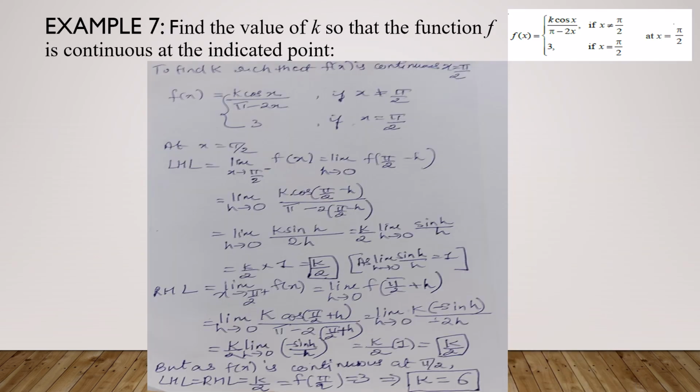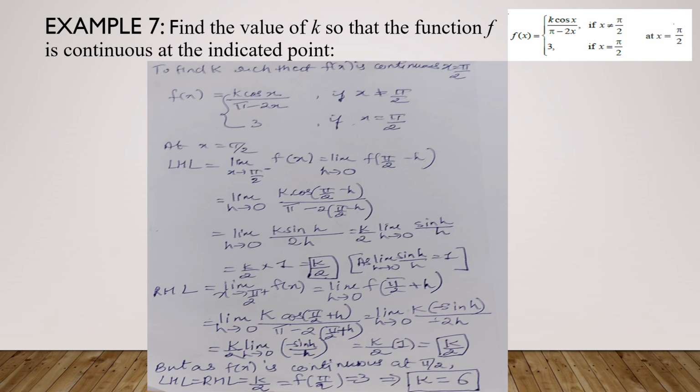Next example. Find the value of k so that the function f defined as f(x) is equal to k cos x upon pi minus 2x if x is not equal to pi by 2, and is equal to 3 if x equal to pi by 2, is continuous at pi by 2. Correct? If the given function is continuous at x equal to pi by 2, you have to find the value of the unknown k. Now at x equal to pi by 2, since the function is continuous, its left hand and right hand limit should be equal.